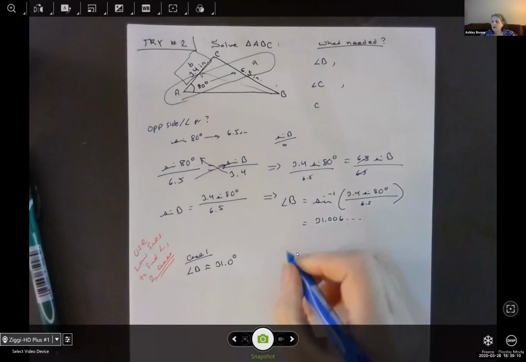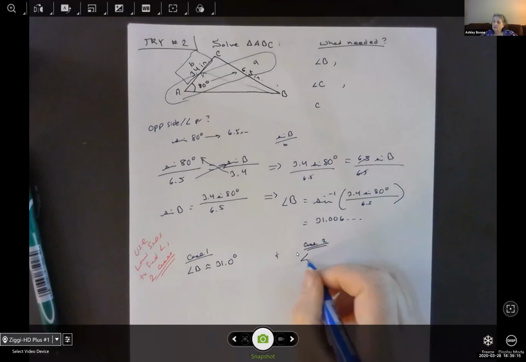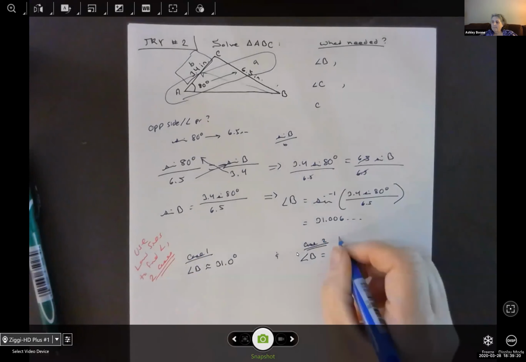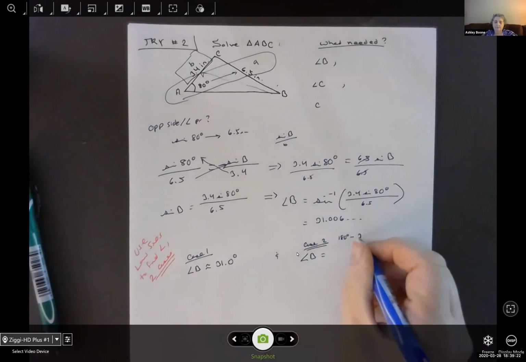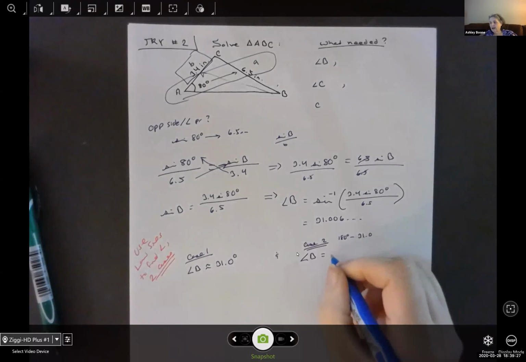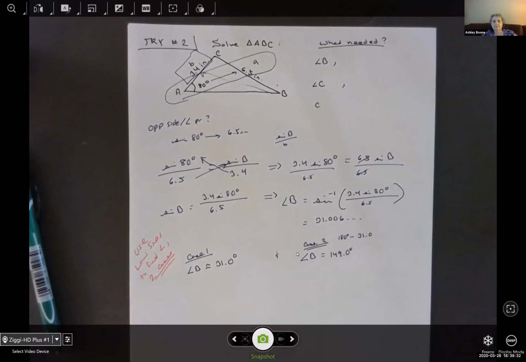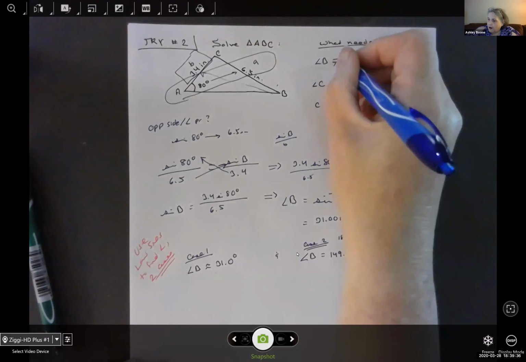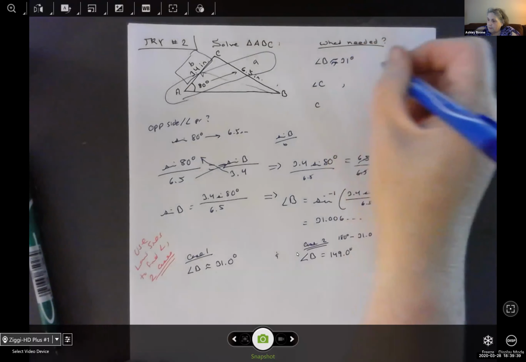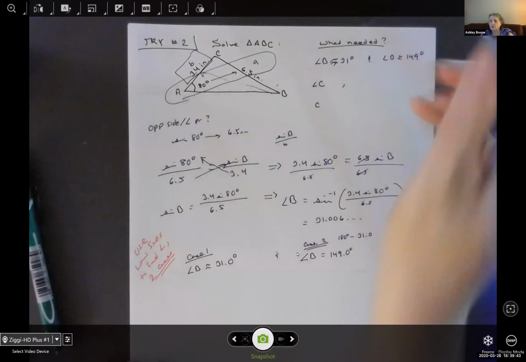I could also have a case 2. Case 2, for angle B, take the supplement of this, 180 minus the 31.0. And that is 149.0 degrees, okay? So two possible cases, all right? So we could have angle B is approximately 31 degrees, and we could have that angle B is approximately 149 degrees. Let's see if they both hold up.